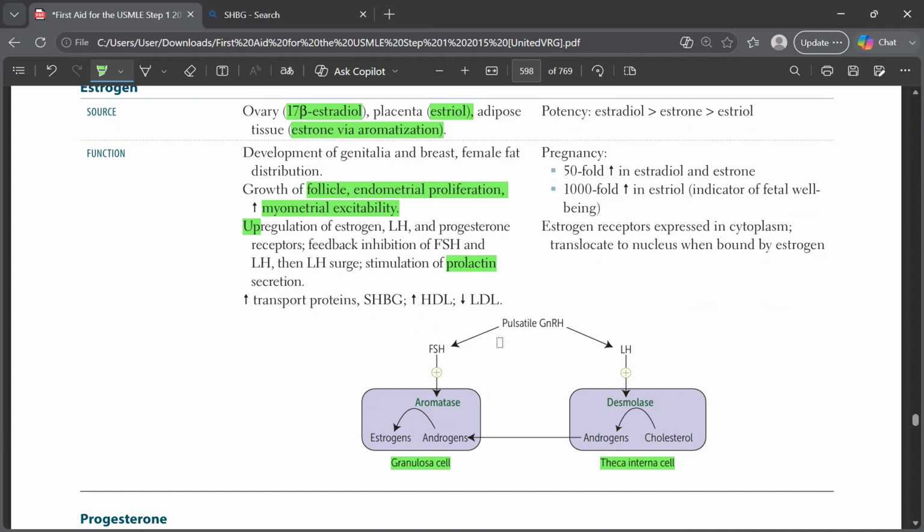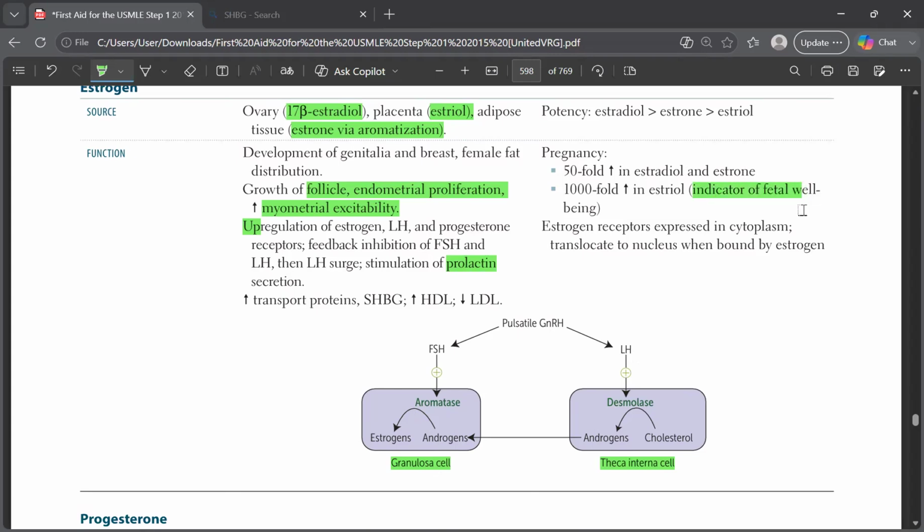So this is a diagram. There's pulsatile release of gonadotropin releasing hormone that increases luteinizing hormone release and follicle stimulating hormone release. Luteinizing hormone causes a positive feedback effect on desmolase that causes the conversion of cholesterol to androgens inside the theca interna cells. And the androgens then migrate to the granulosa cells and get converted to estrogens via aromatase under the influence of follicle stimulating hormone. In pregnancy, there is a 50-fold increase in estradiol and estrone and a 1,000-fold increase in estriol, which is an indicator of fetal well-being.